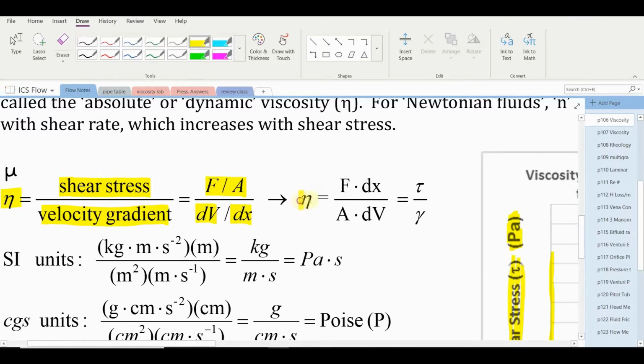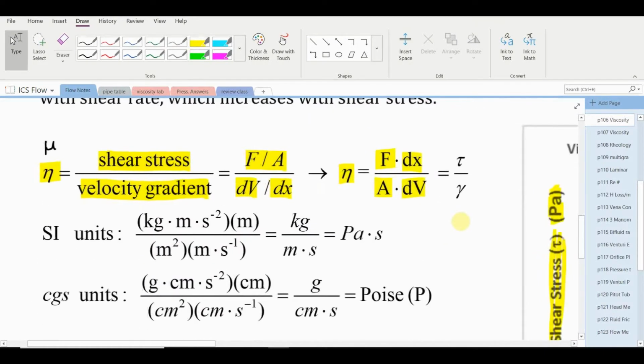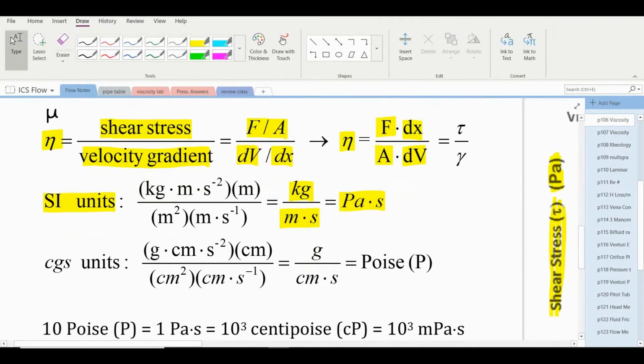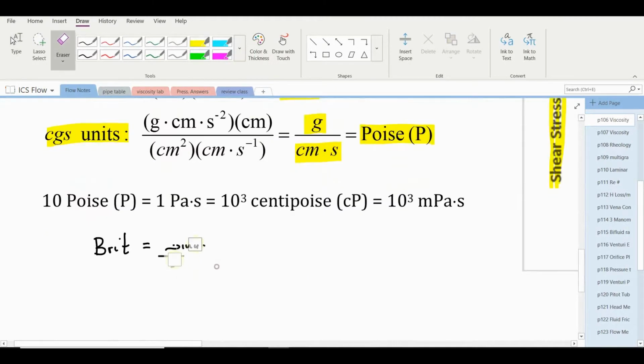Rearranging this equation, we have force per unit area, dx over dv, and if we put units into this, in the SI unit, we cancel and wind up with kilograms per meter second. Pascal second is a unit of absolute viscosity in the SI units. In the CGS units, we'd have units of grams per centimeter second, which is called a poise. If we were going to use the British system, we'd have slugs per foot second.